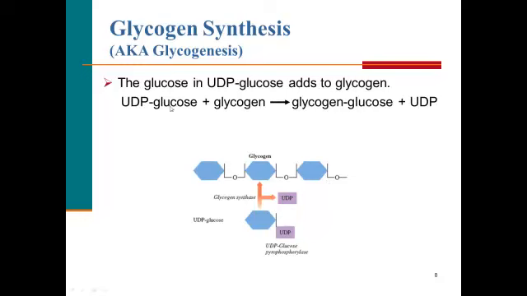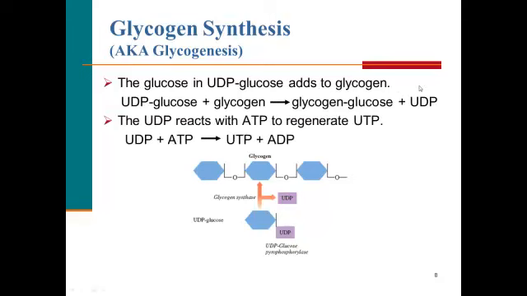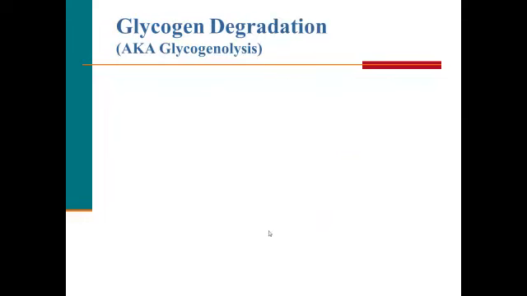So glucose UDP plus the glycogen molecule that's already present is going to result in the glycogen molecule being one glucose molecule longer than it was previously, and then the UDP is going to be released. Now that UDP can be converted back to UTP to prepare another glucose molecule to be added on to the glycogen chain. So this is glycogen synthesis.